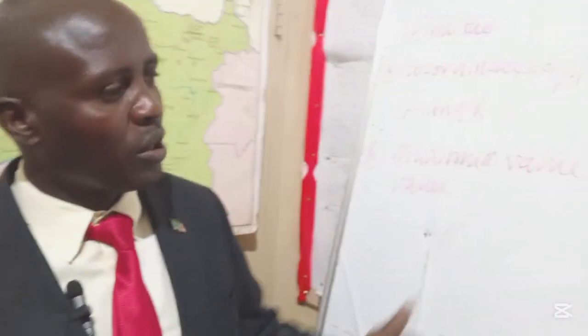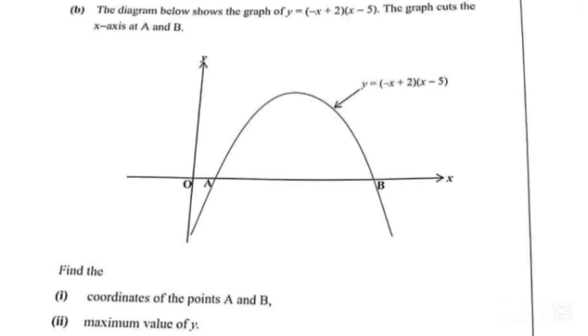We are looking at the quadratic functions, which are in paper 1. This question is normally question 22, somewhere there before the last question. So you should be aware of this question, and let's hope you are going to enjoy it. They say find the coordinates of points A and B.